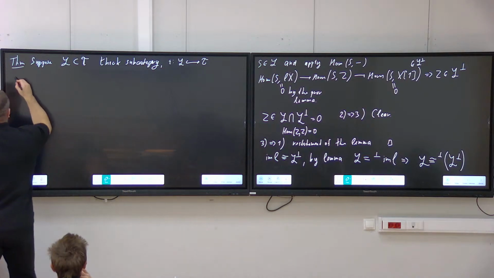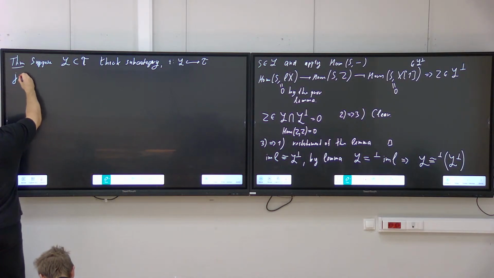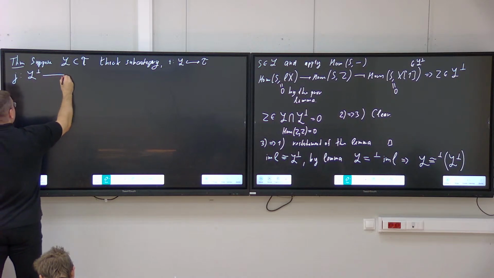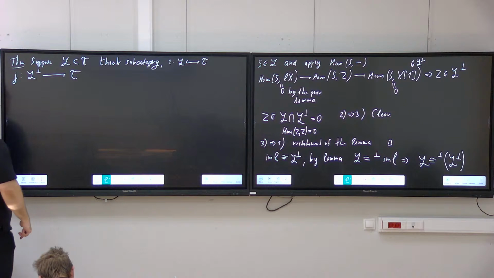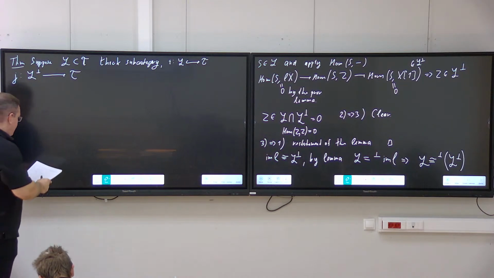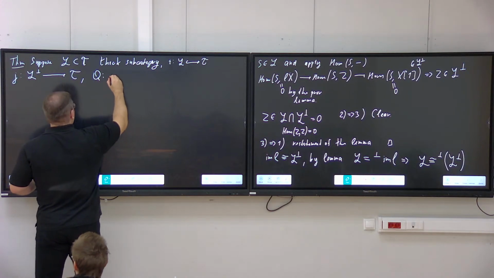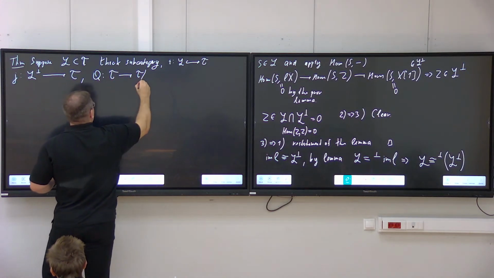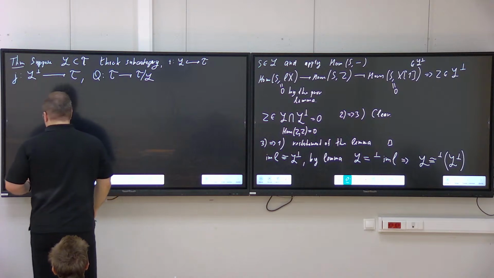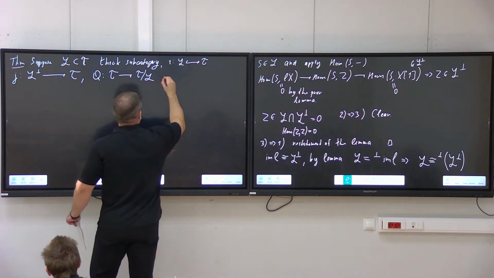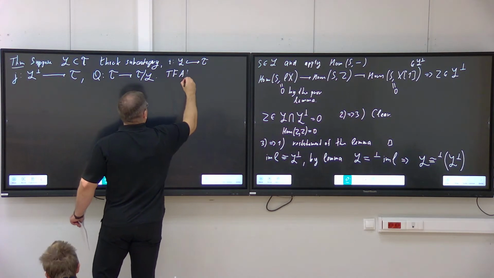Then there is an embedding, a fully faithful functor, from the right orthogonal complement. So J is the embedding of the right orthogonal complement to L into T. And functor Q is the standard quotient functor from T to T quotient by the subcategory L. So the Grothendieck quotient. Then with this notation, the following conditions are equivalent.